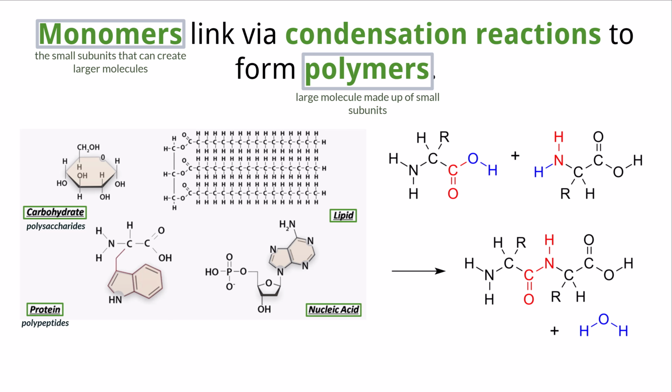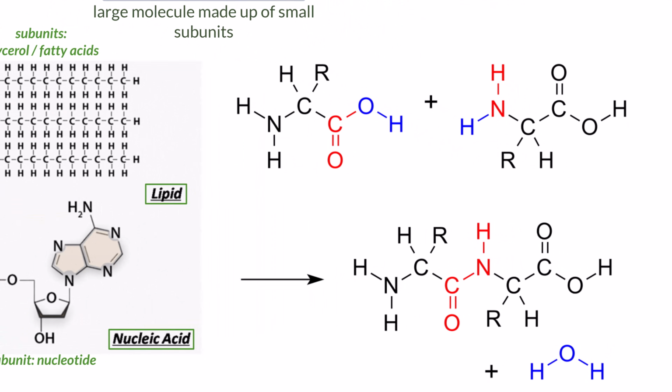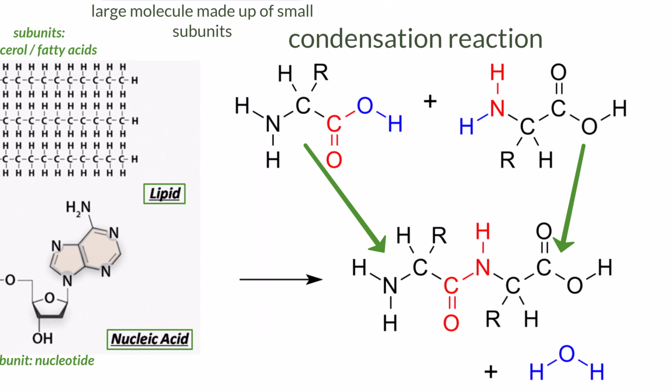Each of these is made by linking respective subunits, monosaccharides, amino acids, and nucleotides, via condensation reactions. In a condensation reaction, 2 molecules are linked together, and in the process, a smaller molecule, water, is released. This happens by removing a hydroxyl group, OH, from one molecule and a single hydrogen atom, H, from the other molecule, creating H2O.